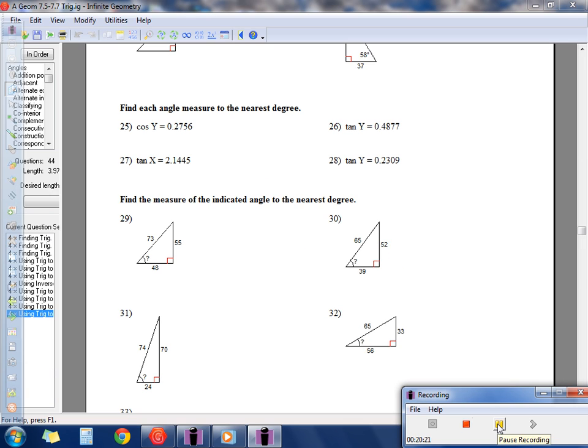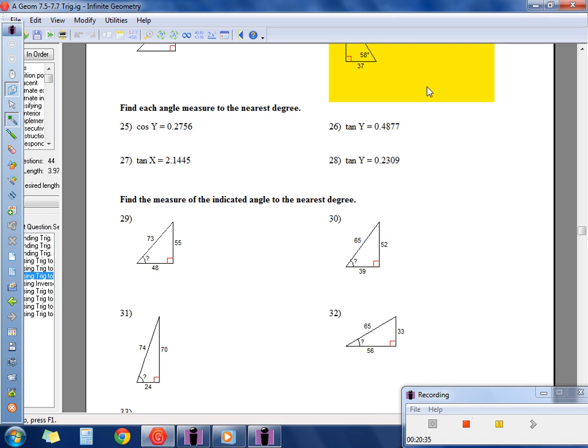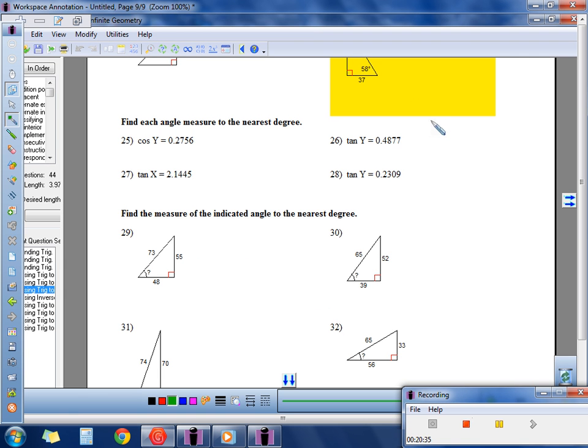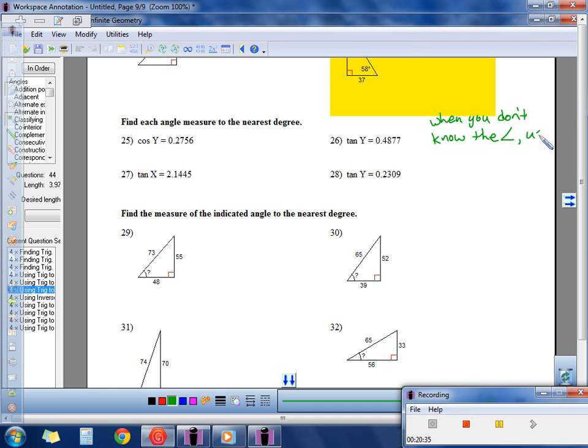Good. Number 26 is the next topic we need to discuss. And I want you to write this phrase somewhere. When you don't know the angle, you use the inverse. So write this phrase again. Come on. There we go. When you don't know the angle, use the inverse.